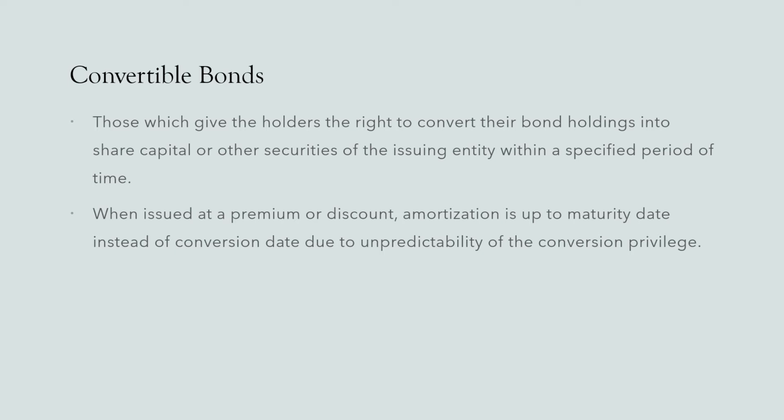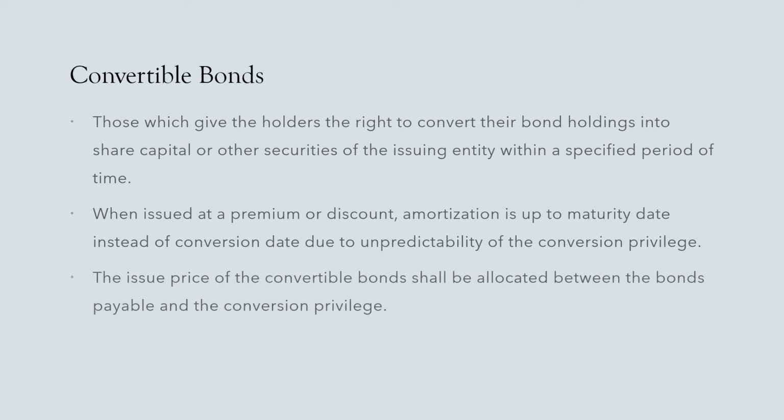Ano yung amortization? Ang amortization ng premium or discount is up to maturity date. Next, the issue price of convertible bonds shall be allocated between the bonds payable and the conversion privilege. Alin yung equity component? The conversion privilege. The same pa rin ang accounting niya kagaya sa bonds payable with share warrants. You get the total consideration or the issue price less the fair value of the liability component, makukuha mo ngayon yung equity component.